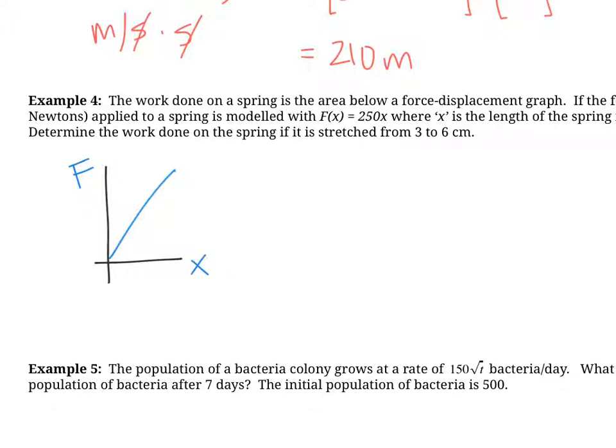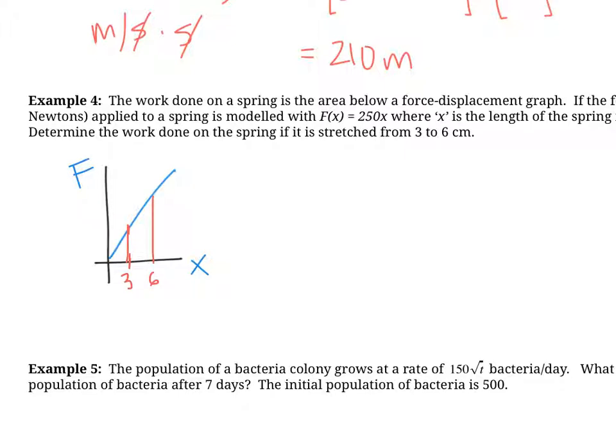When springs stretch, obviously it takes more and more force to stretch that spring further, which is why this relationship is like that. And it's usually linear, according to Hooke's law. But anyways, that's the equation, 250x. So essentially we want to find the work when we're stretching it from 3 to 6 centimeters. So 3 centimeters might be here. X represents our displacement. So that might be 3 centimeters, and this might be 6 centimeters.